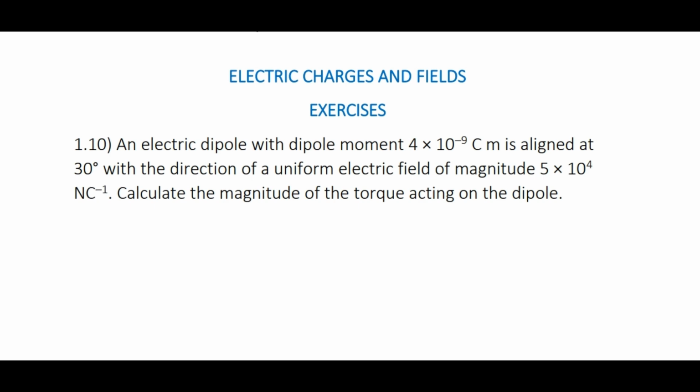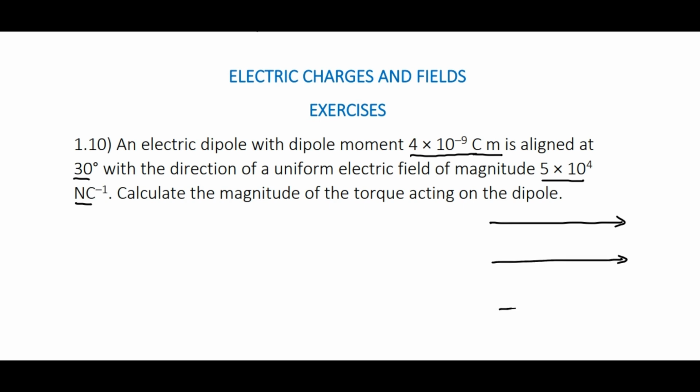Hello students, in this video we are going to discuss 1.10, 1.11 and 1.12. An electric dipole with a dipole moment 4 into 10 power minus 9 coulomb meter is aligned at 30 degrees with the direction of uniform electric field of magnitude 5 into 10 power 4 Newton per coulomb. Calculate the magnitude of the torque acting on the dipole. The situation will be like this.